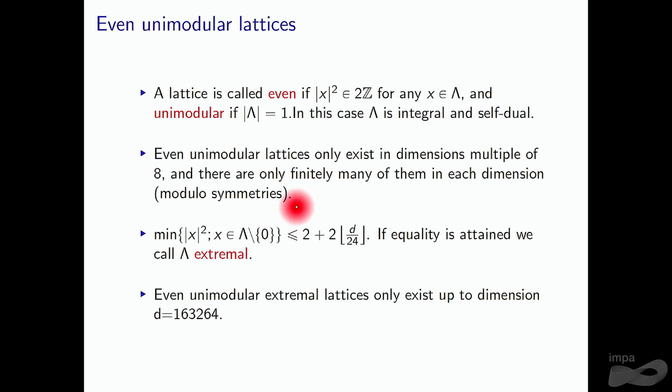For these lattices, the minimal squared non-zero norm has an upper bound. It is at most this. And if you have equality, then you call your lattice extremal. And it is known that even unimodular extremal lattices only exist up to dimension 163 or 164.